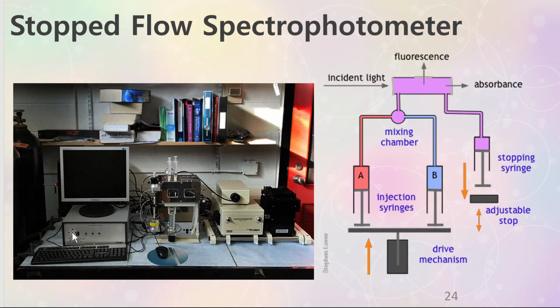So this is how the instrument looks. You have two syringes, right? This is how it looks in real life, and then in animation or picture form here. So you have the injection syringes, right? And then you have the mixing chamber, which is where it is stopped. You measure information about it, and then the reaction proceeds over time.